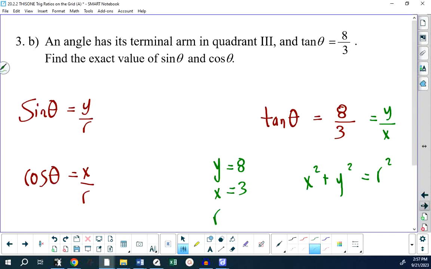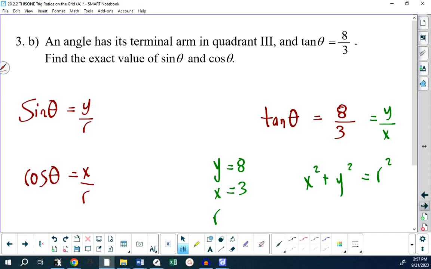And it's wrong. Because y can't be 8 because it's in quadrant 3. That's what you were going to say, right? And x can't be 3 because it's in quadrant 3. In quadrant 3, they're both negative. And that explains why we don't see the negatives, because it's y over x. It's negative over negative. You would never see the negatives. We wouldn't write negative 8 over negative 3. We'd just say, well, that's 8 over 3.